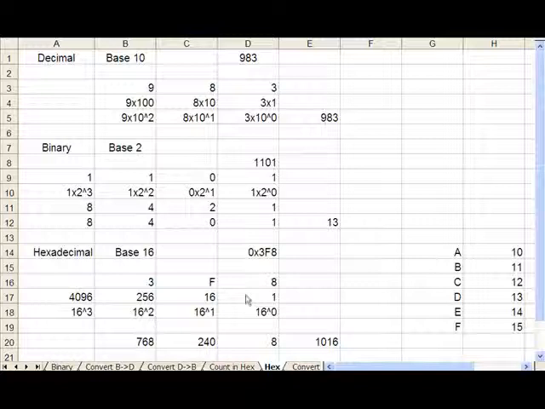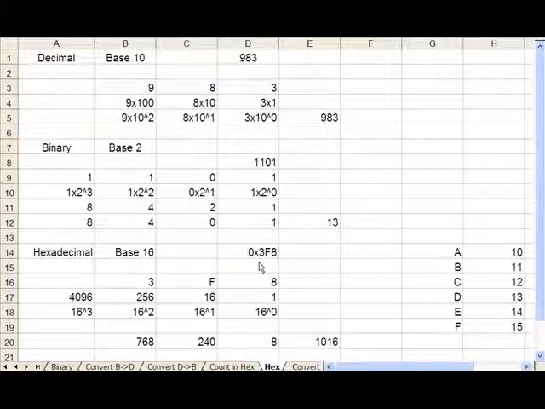So we have a 1's place, as we have in all number systems, a 16's place, a 256's place, and a 4096's place. These get very large very fast in base 16. So have a look at this example number in hex, 3F8. Let's explore what that means.